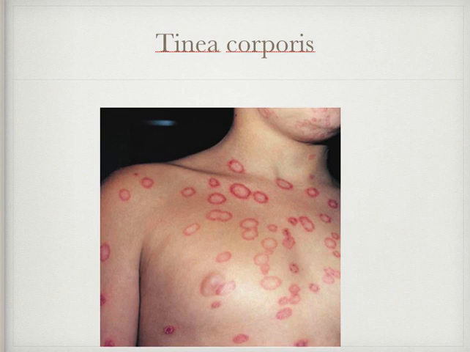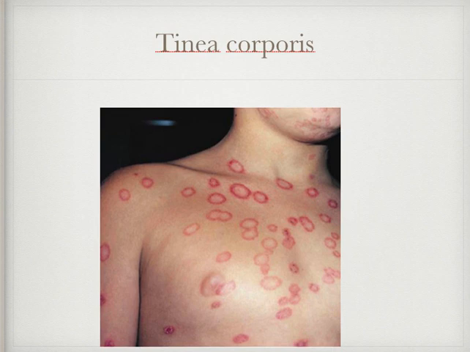Tinea corporis, this is very common in the pediatric or adolescent patient. It's commonly known as ringworm. When you hear that word, I think people freak out when you say ringworm. All it is is fungus. But the reason it's called ringworm is because if you look at the presentation of it, there's a distinct ring around it. So if you ever see a lesion that has almost like a central clearing with a red ring or red border around it, and it looks kind of flaky almost.